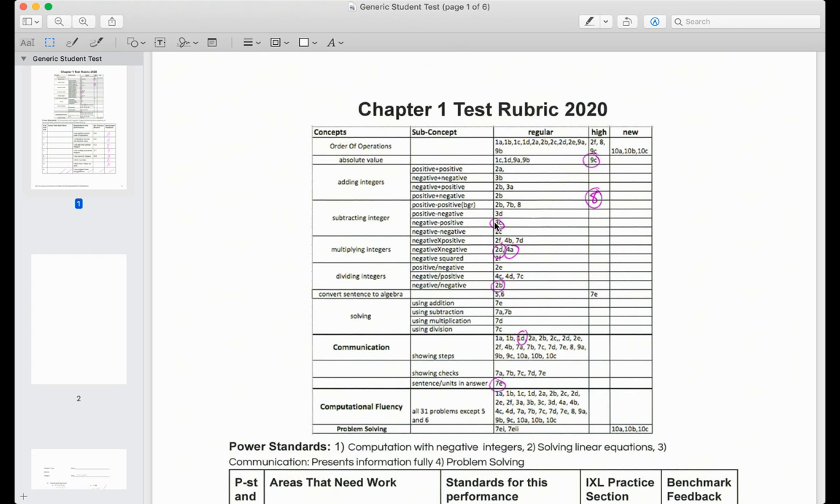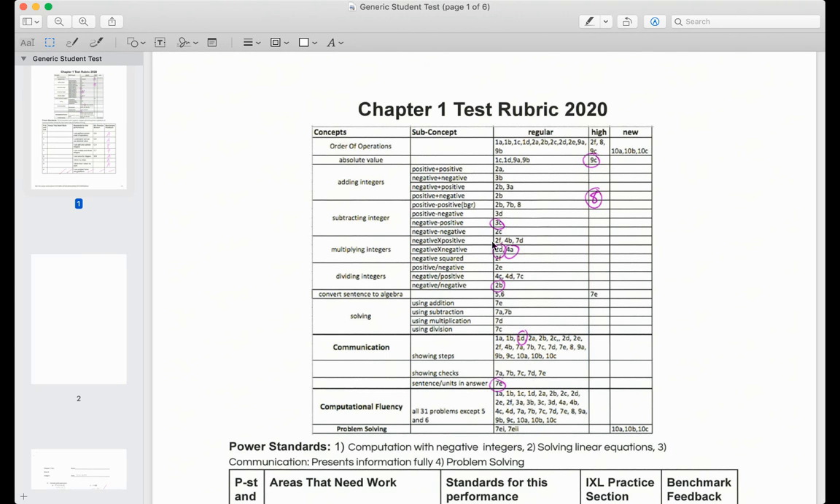First of all, really interesting here is that I have circled the problems that you got wrong, and you can look across and say, hey, this person had trouble with subtracting integers, and specifically with subtracting a negative minus a positive. These are the regular level problems that I put in this column. In this column, I put the ones that I thought were a little bit more difficult, the high level problems. And then the new column is things where you've never really seen the question asked in that way before, sort of new kinds of problems.